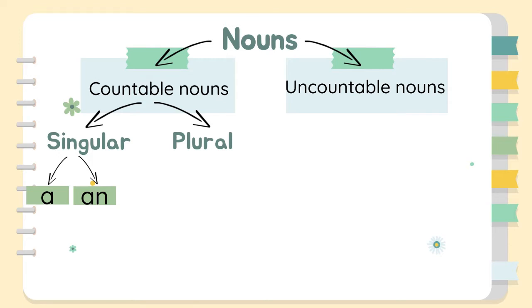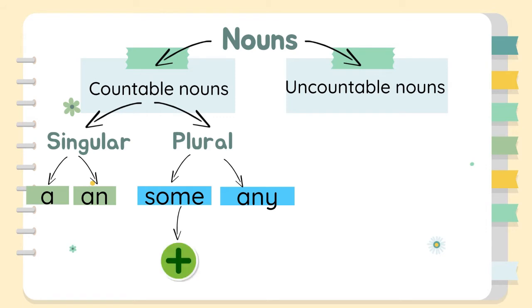If the noun is plural, we can use either some or any. But you need to look at the sentence carefully. For affirmative sentences, we use some, but for negative and interrogative sentences, we use any.